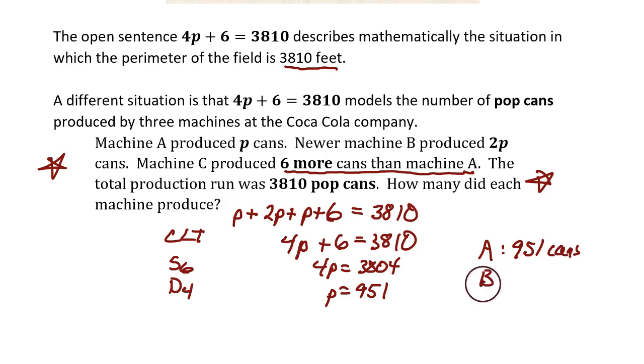But we need to make sure we find the answer for machine B and for machine C. Machine B was the expression 2p. So we can go 2 times 951 to get that answer. Machine C was 6 more than machine A. So 951 plus 6. To check that answer, we can add these 3 results together to make sure we get 3,810.